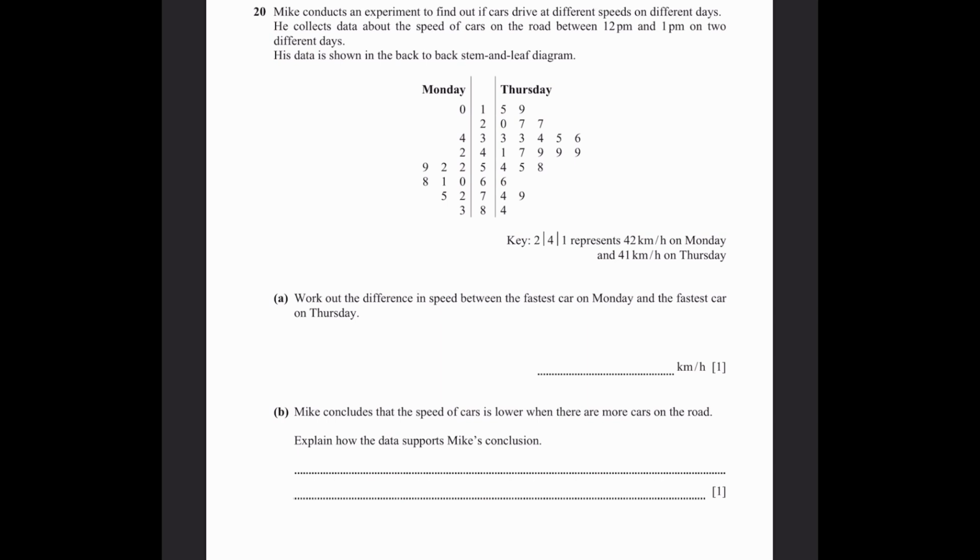A. Work out the difference in speed between the fastest car on Monday and the fastest on Thursday. Remember, you have to see the key over here if you want to understand it easier. Fastest car on Monday is 83. Not 38, but 83. Look at the key. Fastest car on Thursday is 84. So 84 minus 83 is equal to 1 kilometer per hour difference. So that's the answer.